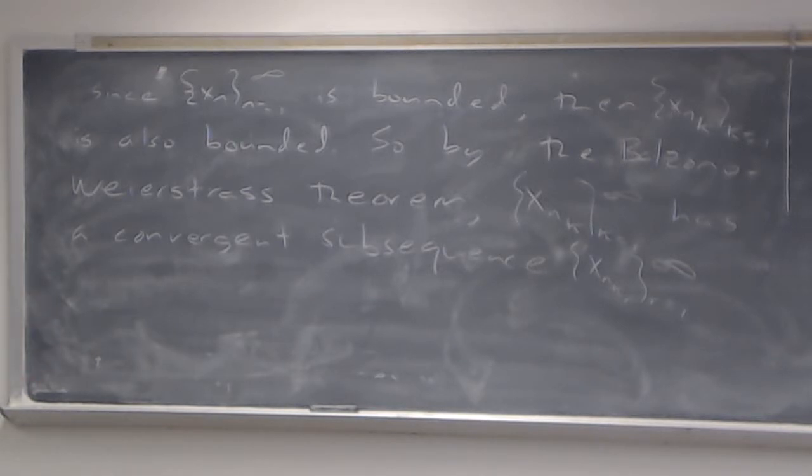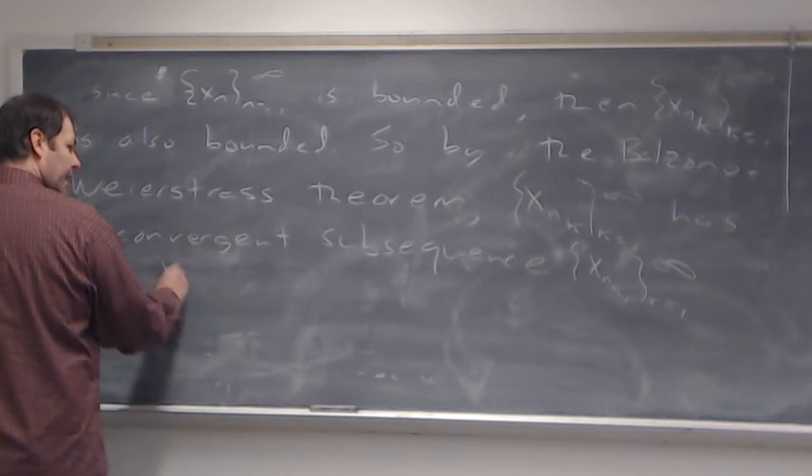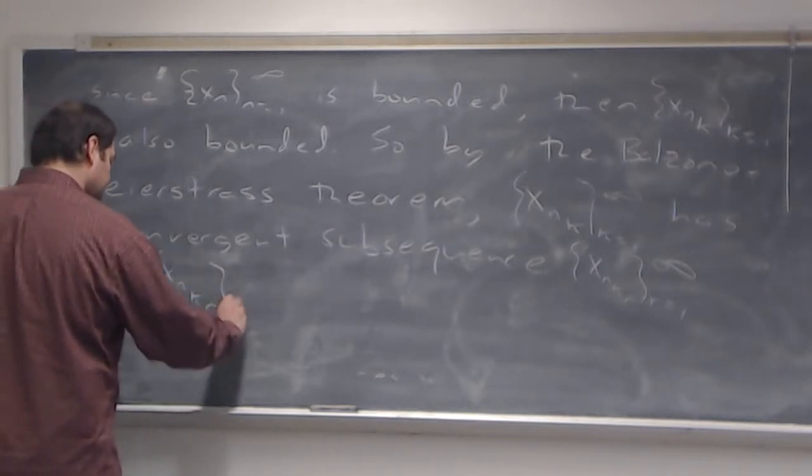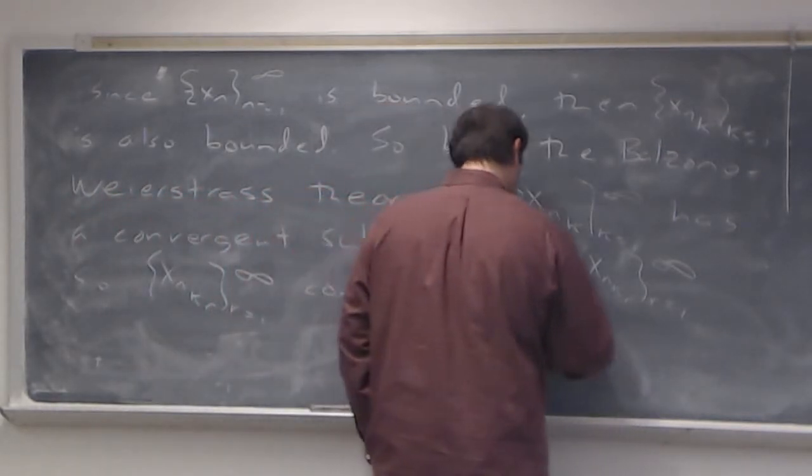Now, of course, it's a subsequence of x sub n sub k, which is a subsequence of x sub n. So x sub n sub k sub r is also a subsequence of x sub n. Well, wait a minute, maybe that is important. It's a subsequence that converges. And what do we know in our hypothesis about all the convergent subsequences of x sub n? They converge to x. That's right, Chuck. So that means x sub n sub k sub r converges to x.